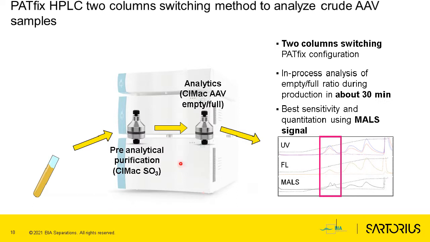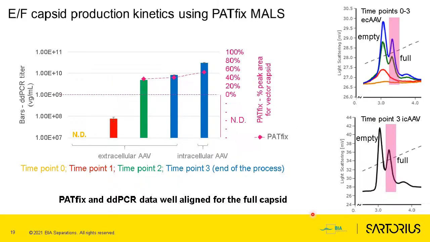And the detection would then be by multi-angle light scattering detector, which is the most selective one, and this would allow us to not only see the amount of the full particle, but also the ratio between full and empty particles. How can this be realized? We perform a pH gradient to elute from the cation exchanger and bring the pH up to bind the AAV on the anion exchanger.